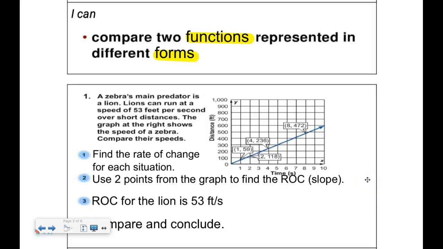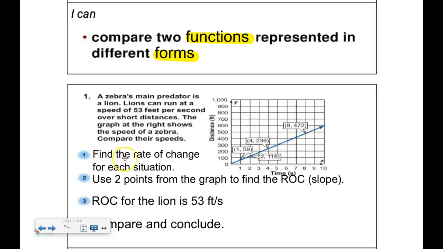So, example 1: a zebra's main predator is a lion. Lions can run at a speed of 53 feet per second over short distances. The graph at the right shows the speed of a zebra. Compare their speeds. So, it does not tell me what the speed of a zebra is. I'm going to determine that from the graph that they gave me. And we're going to do that in the following steps.